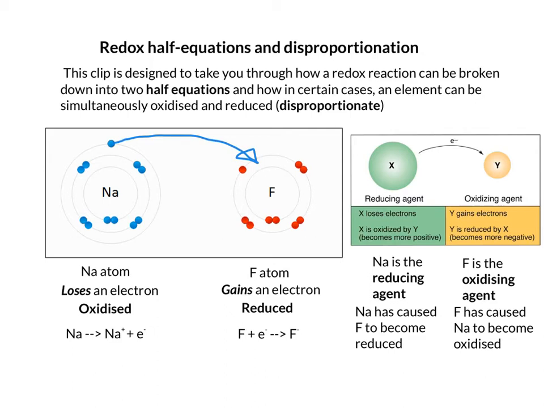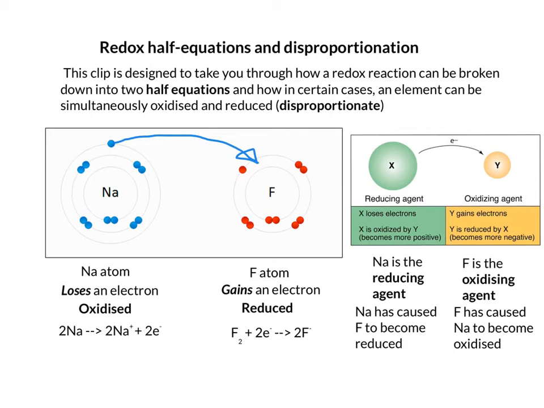Now we've got to be a little bit careful at this point because we know that fluorine doesn't float around as just F. It's a diatomic element, so it floats around as F2. So in reality we'd have something like that going on. That now means the electrons aren't balanced on each side. You can see there's 2 on one side and 1 on the other, so we've got to balance it out on the sodium side as well.